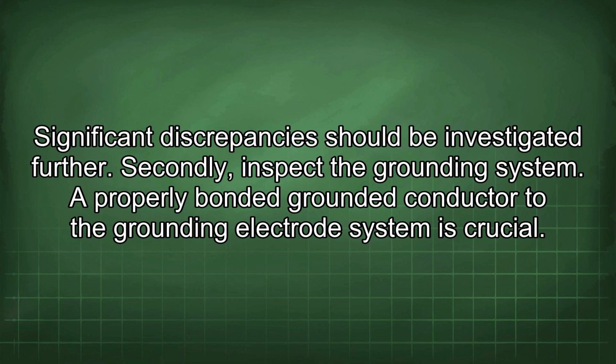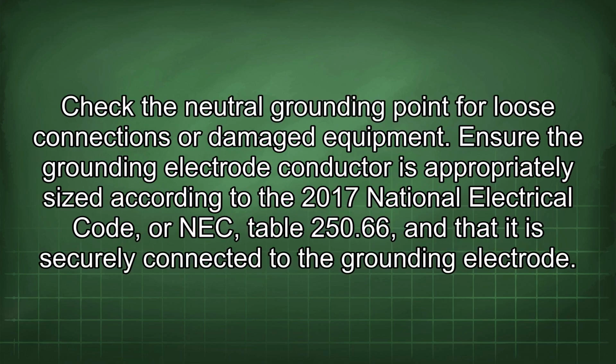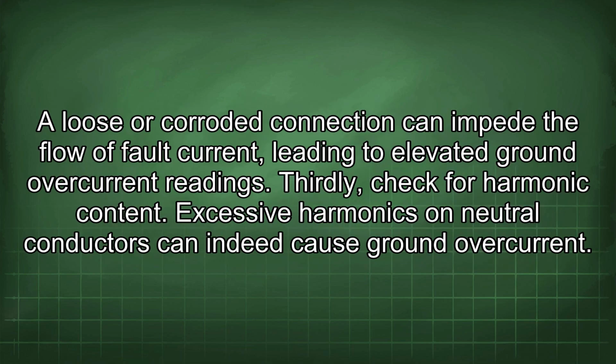Secondly, inspect the grounding system. A properly bonded grounded conductor to the grounding electrode system is crucial. Check the neutral grounding point for loose connections or damaged equipment. Ensure the grounding electrode conductor is appropriately sized according to the 2017 National Electrical Code, or NEC, Table 250.66, and that it is securely connected to the grounding electrode. A loose or corroded connection can impede the flow of fault current, leading to elevated ground overcurrent readings.